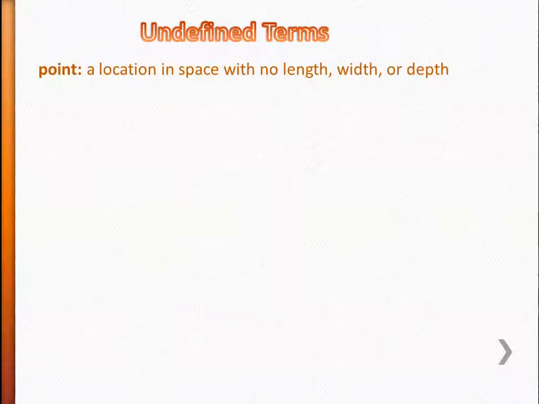In geometry, a point has no length, width, or depth. Even though we represent it with a dot, the point has no length, width, or depth. Our dot can be very tiny or very large, and it still represents a point. And a point is usually named with a capital letter.